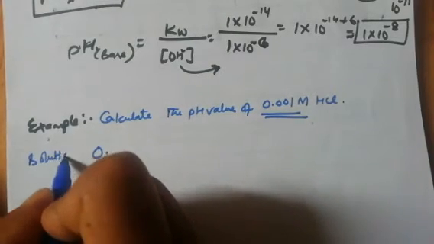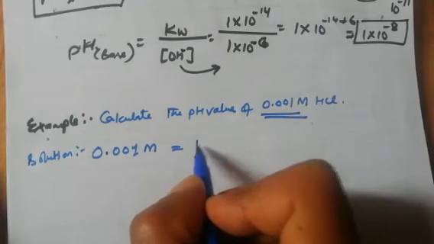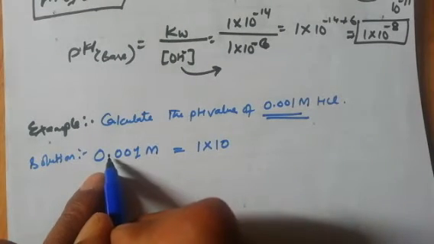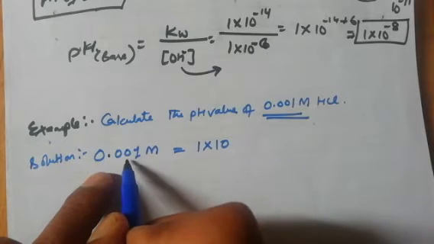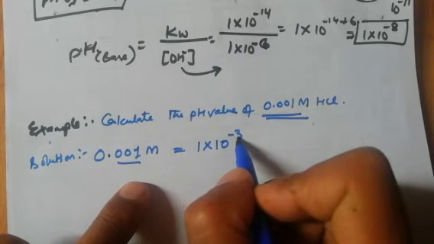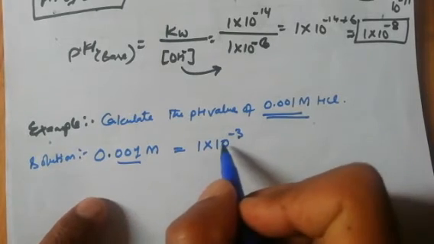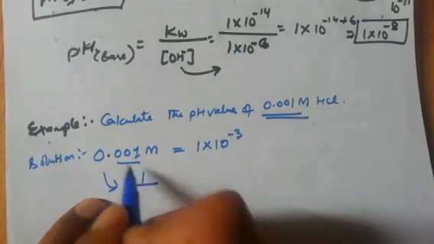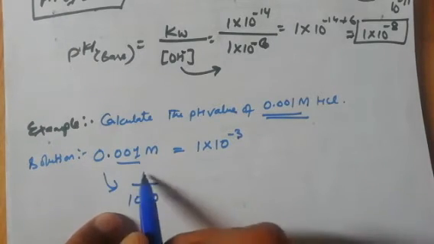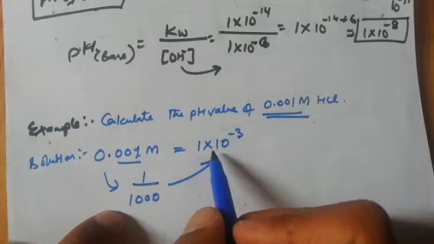Now the solution. The first step, we need to convert 0.001 mole into scientific notation. How many zeros are there after the decimal? 1, 2. If two zeros are there and the third is 1, we will write 1 into 10 raised to minus 3. Converting the decimal into a fraction, it becomes 1 upon 1000, which in scientific notation is 1 into 10 raised to minus 3.